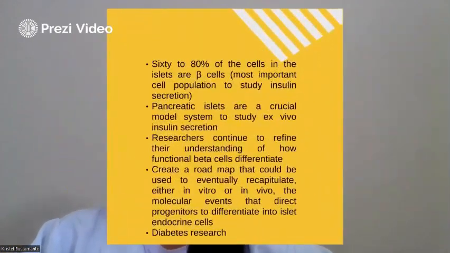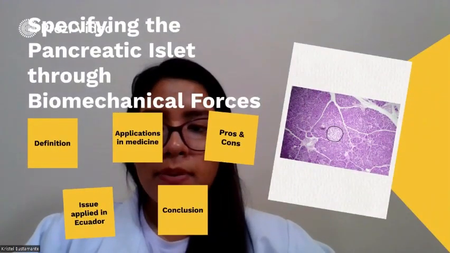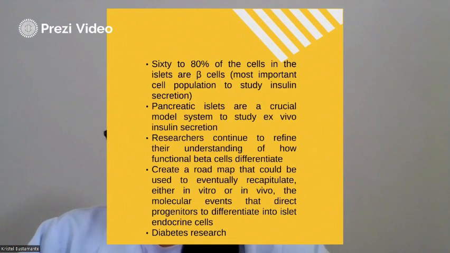Okay, and the next. 60 to 80% of the cells in the islet are beta cells, the most important cell population to store and secrete insulin. Pancreatic islets are a crucial system to study ex vivo insulin secretion. Research continues to refine the understanding of how functional beta cells differentiate, to create a roadmap that could be used to eventually recapitulate, either in vitro or in vivo, the molecular events that direct progenitors to differentiate into islet endocrine cells.